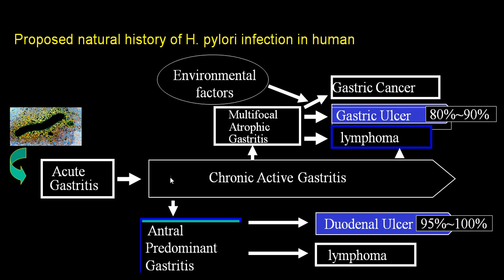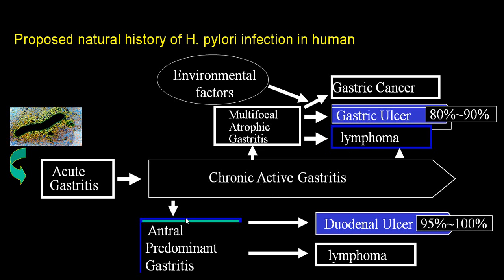So initially there will be acute gastritis. Chronic damage to gastric mucosa will produce chronic active gastritis, which will produce a chance of gastric ulcer, which is almost 80 to 90% chance. Lymphoma chance is less, and gastric cancer is also less. Environmental factors will also play a role. This chronic active gastritis will be converted into multifocal atrophic gastritis, and that will finally be converted into gastric ulcer, gastric carcinoma, or gastric lymphoma.